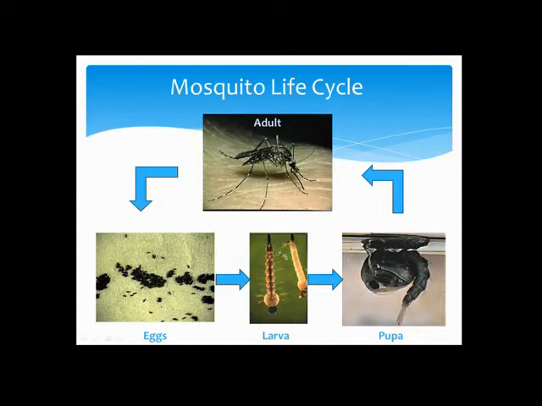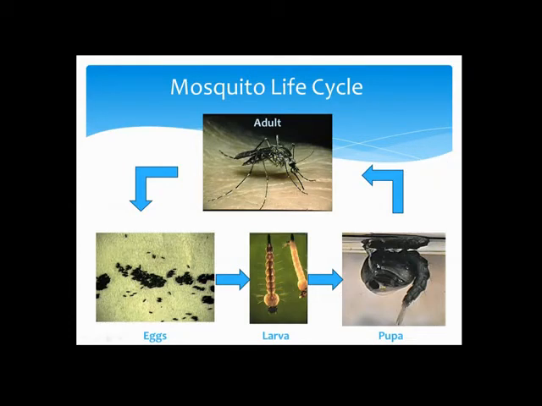So after they spend some time as larvae, they'll molt into pupa, and these are also called tumblers. So if you have water that has mosquito pupa in it, you shake it, they kind of roll down, and then they spin around, and then they'll float back up to the top again. And then from the pupa emerge the adult mosquitoes.